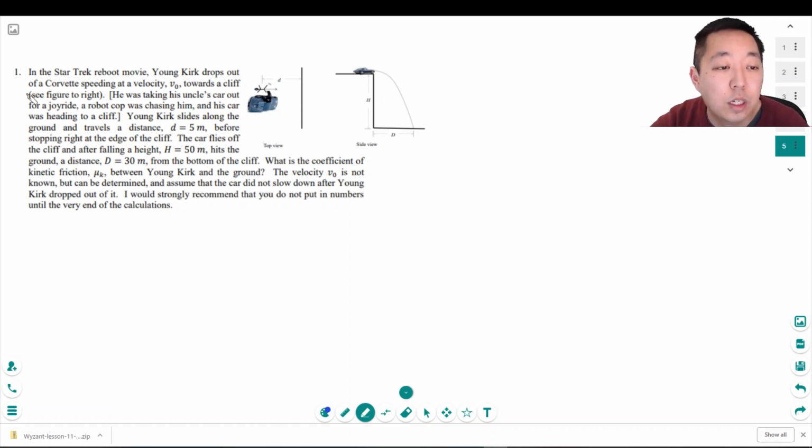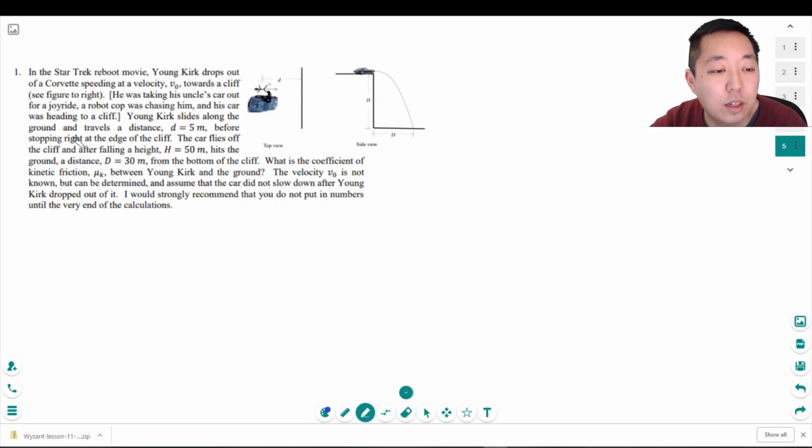Okay? So in the Star Trek reboot movie, young Kirk drops out of a Corvette speeding at a velocity v0 towards a cliff. He jumps out of here. I remember this. He was taking his uncle's car out for a joyride. A robot cop was chasing him, and the car was heading over to a cliff.